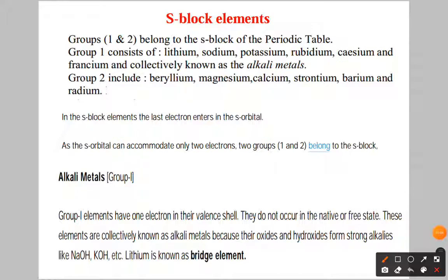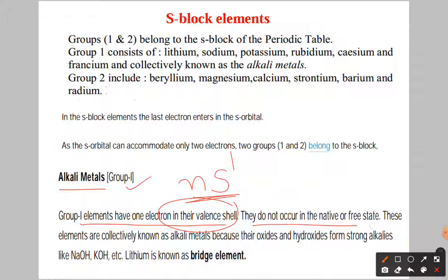Now in that discussion, first we are going to discuss the alkali metals, nothing but group 1. So here group 1 has one electron in the valence shell. As you know very well, in the valence shell we are going to write the general electronic configuration of first A, that is ns1. Ns1 means in the valence shell we have only one electron. Here they do not occur in the native or free state.